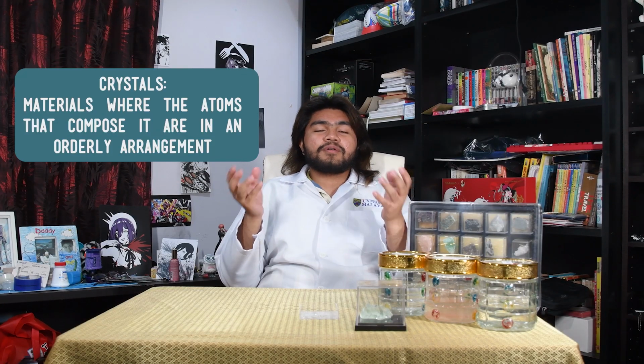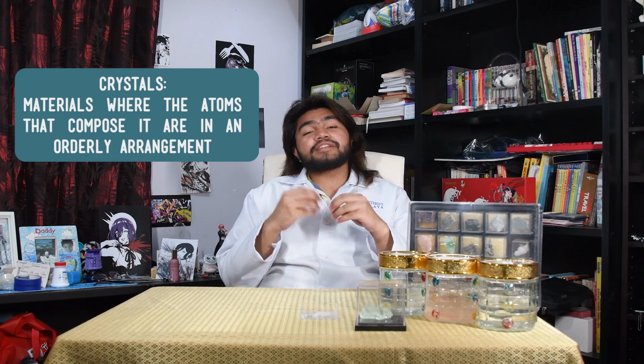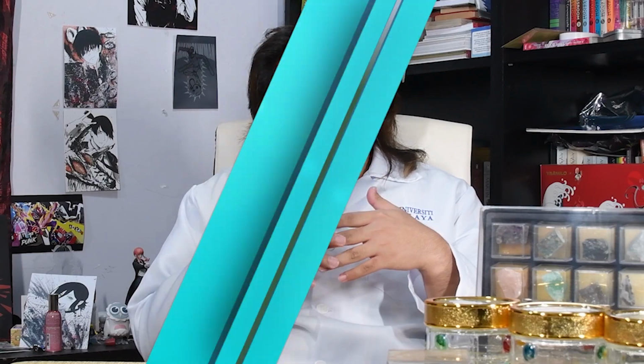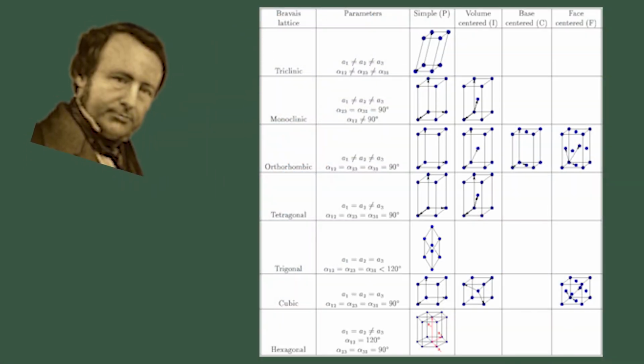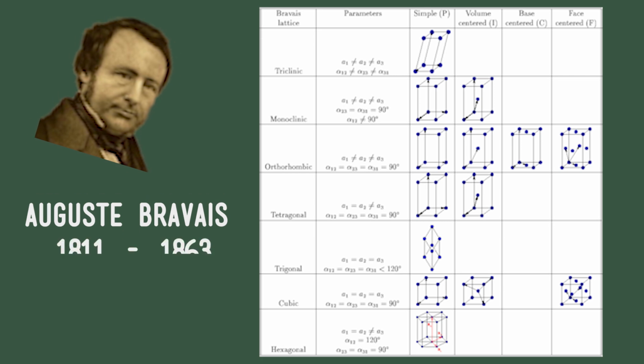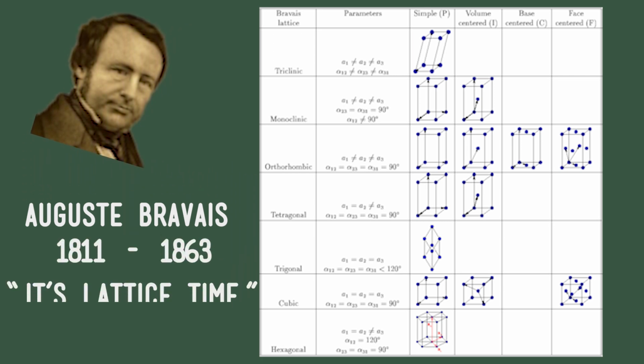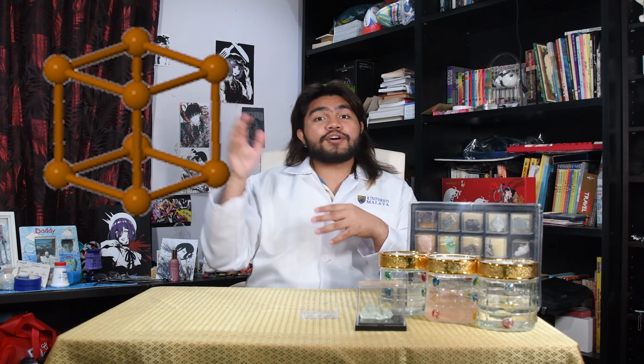So now you know what crystals are. Materials where the atoms that compose it are in an orderly arrangement. But turns out there are many ways to orderly arrange atoms. In the 1800s, a dude called Auguste Bravais found 14 of the most basic atom stacking arrangements that we call the Bravais lattices. The simplest Bravais lattice that we can think of is the cubic crystal structure, where 8 atoms are at the corner of a cube.